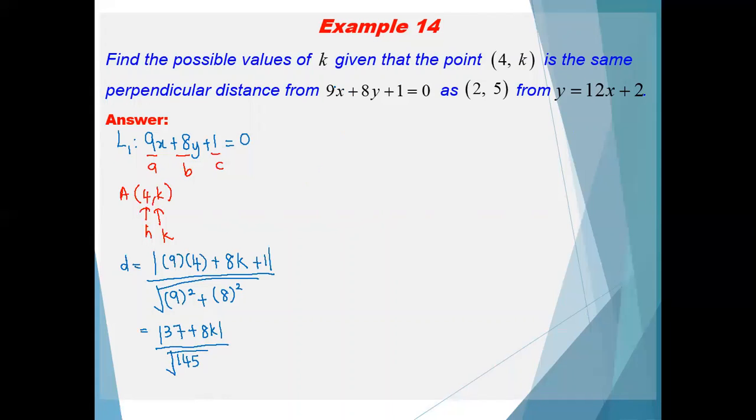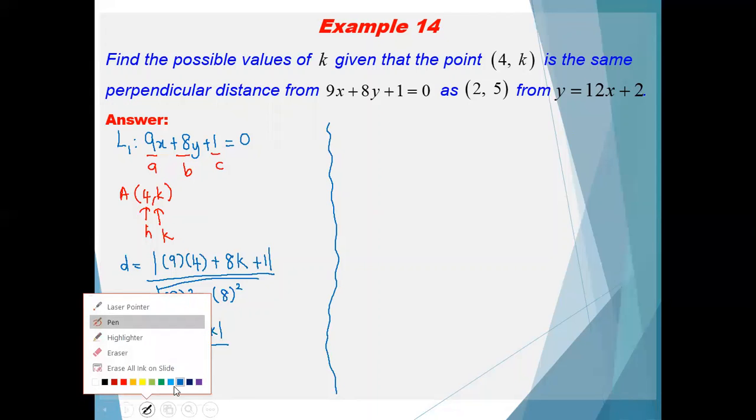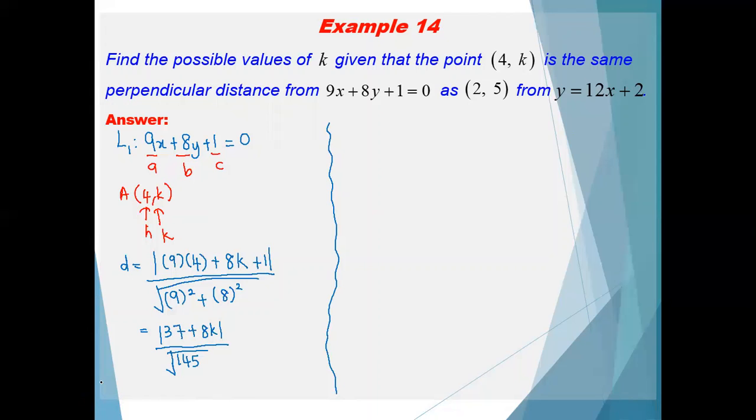Okay, we are not done yet. So what's next? Next, you have to find the shortest distance for the next lines. Okay, line 2, you have y is equal to 12x plus 2. This one you have to rearrange in standard form, so it becomes 12x minus y plus 2 equal to 0.